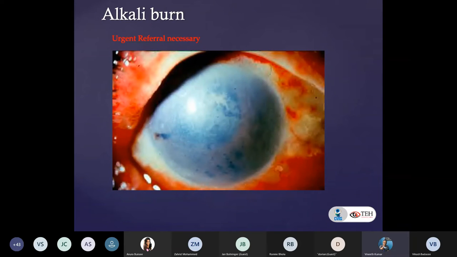And this is how an alkali burn looks. And this patient, as you probably notice, the cornea is completely opaque and the limbus is ischemic. This patient has a very poor prognosis and will need corneal transplantation with limbal stem cell transplant. So we need this patient to be seen urgently to see what we can do to prevent this eye from getting worse from this alkali burn.